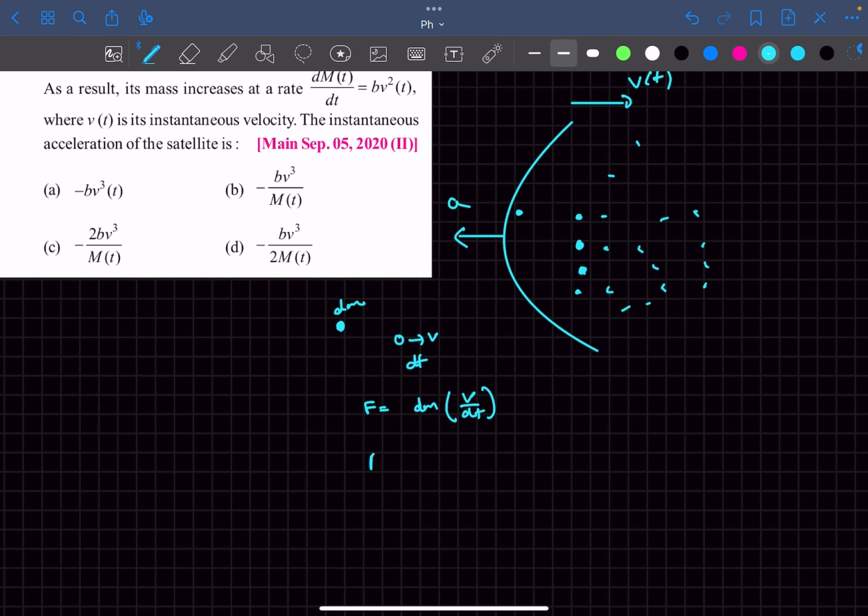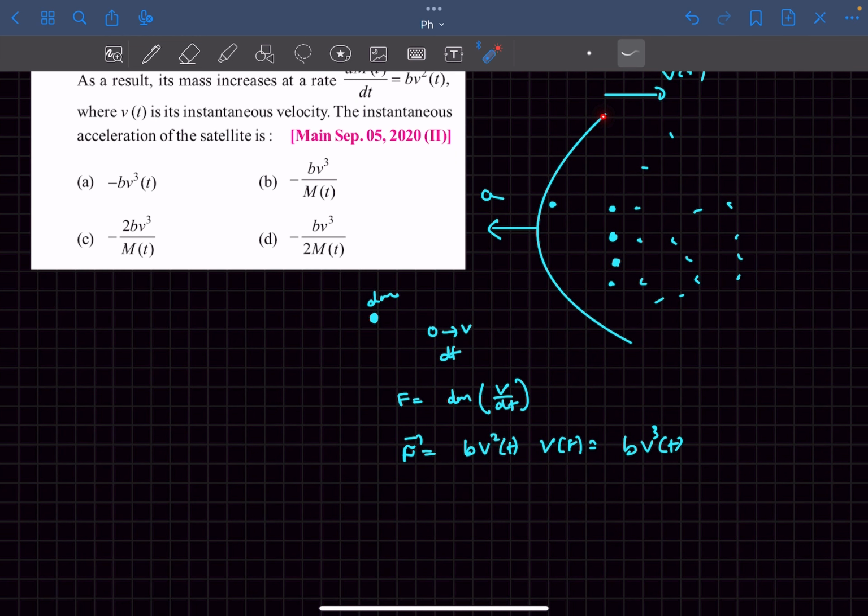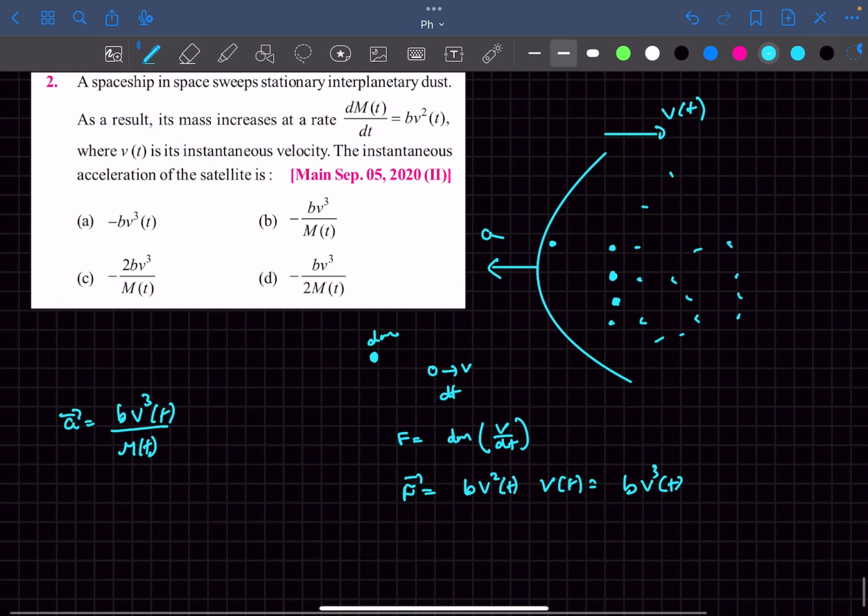Now the thing is, dm by dt is given to us, right? dm by dt is given to us as b v squared, multiplied by v, so this comes out to be b v cube. This is the force that is imparted on the spaceship. But as we need the acceleration of the spaceship, it'll be the force imparted, which is just b v cube, divided by its instantaneous mass, and its mass as a function of time is going to be m.